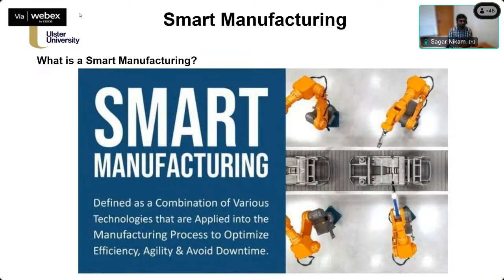Now when we talk about smart manufacturing, before diving into its technology, let's look at its definition, what smart manufacturing actually means. Smart manufacturing is an integrated, interoperable, data-driven way of running the value chain, from sensors and machines to the ERPs.